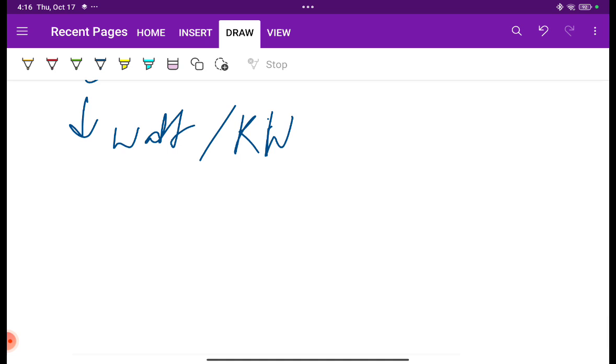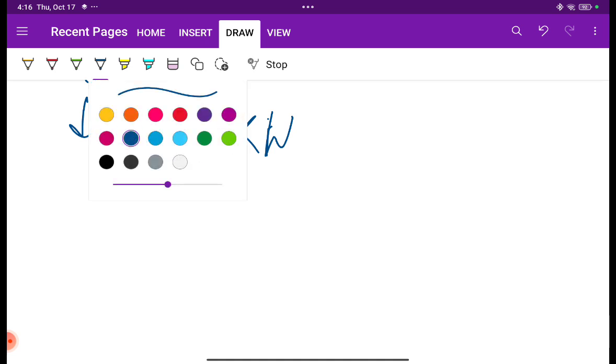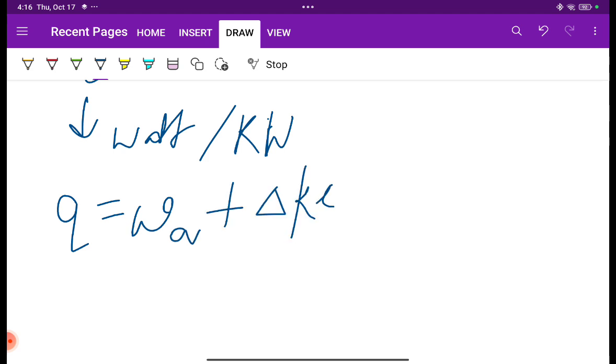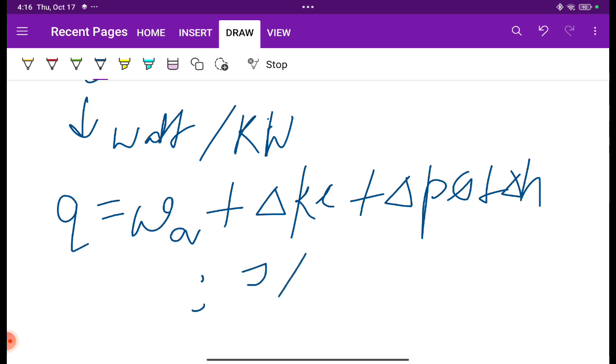And when we divide the above equation by the mass flow rate, it becomes q is equal to omega CV plus delta KE plus delta PE plus delta H, such that its unit is joule per kg or kilojoule per kg.